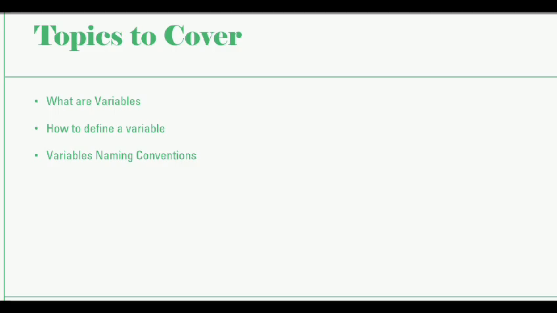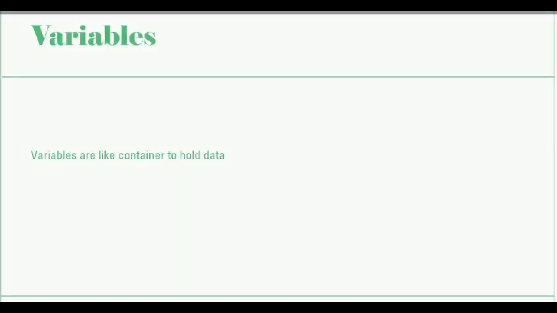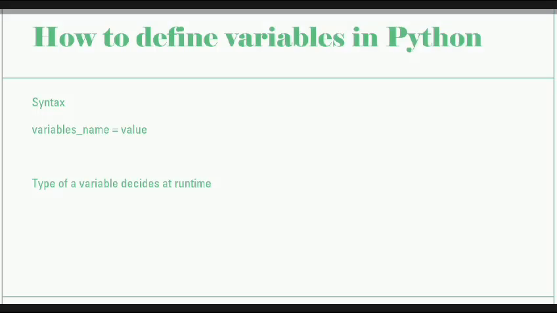So let's get started. In programming, a variable is like a container that holds data. Variables can be changed or used throughout your code. Variables are used to store and manage the data.